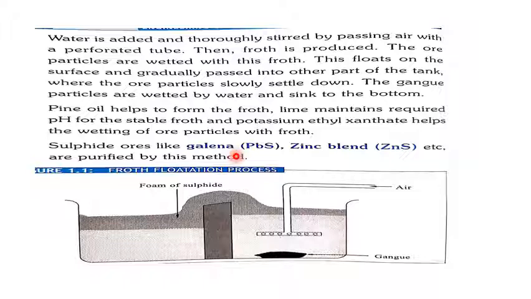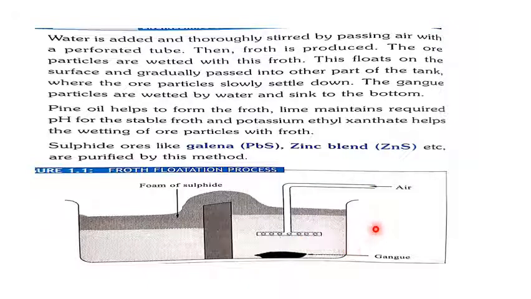In this froth flotation method, first we take ore from the earth's crust. That ore contains ore particles and gangue particles. So this method is mainly based on the wetting properties of ore and gangue particles. Mainly, ore particles are wetted with oil, gangue particles are wetted with water. First we take ore that is powdered and made into a pasty material with water. That pasty material is taken in this portion of the tank. Next, we add pine oil, lime, potassium ethyl xanthate.